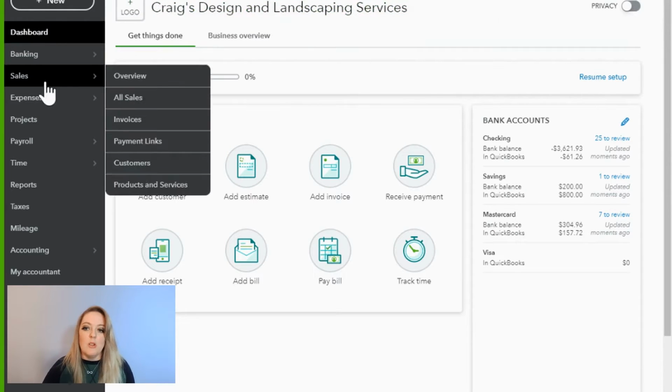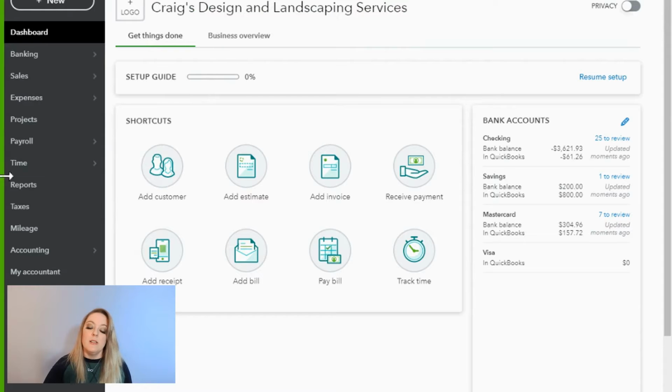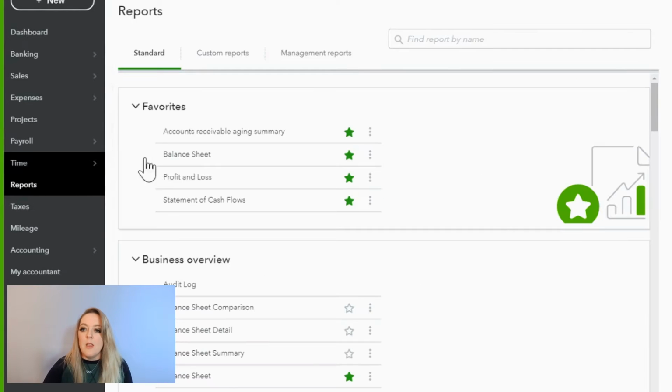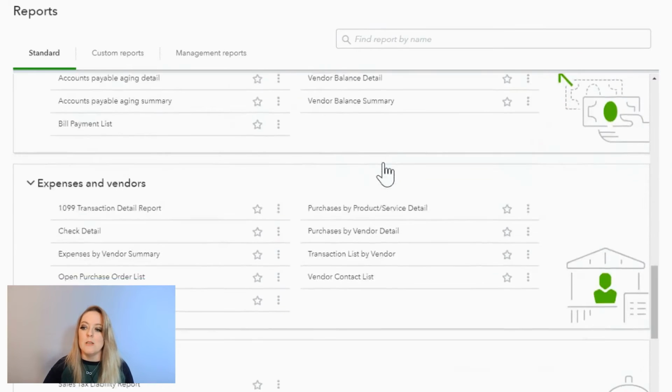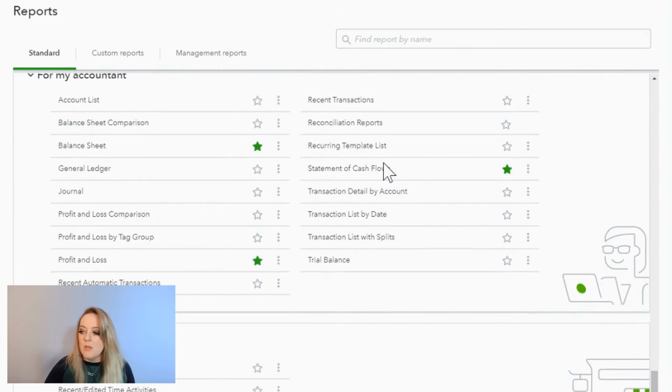This is your left menu, and right here in the left menu, we have the report section. We're going to go there. And now that I'm in there, I'm going to hide that menu so that you have more screen to see. You can actually see more details. You'll see here in the report section that there are a long list of reports that you can run through QuickBooks.